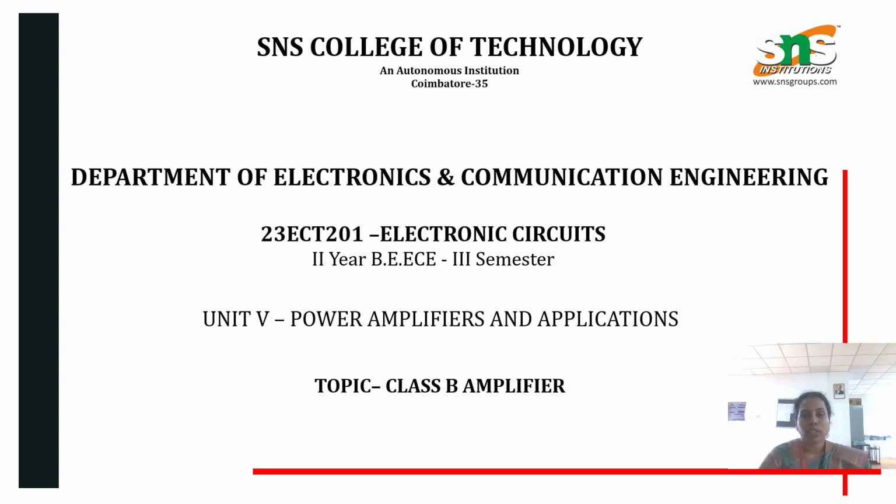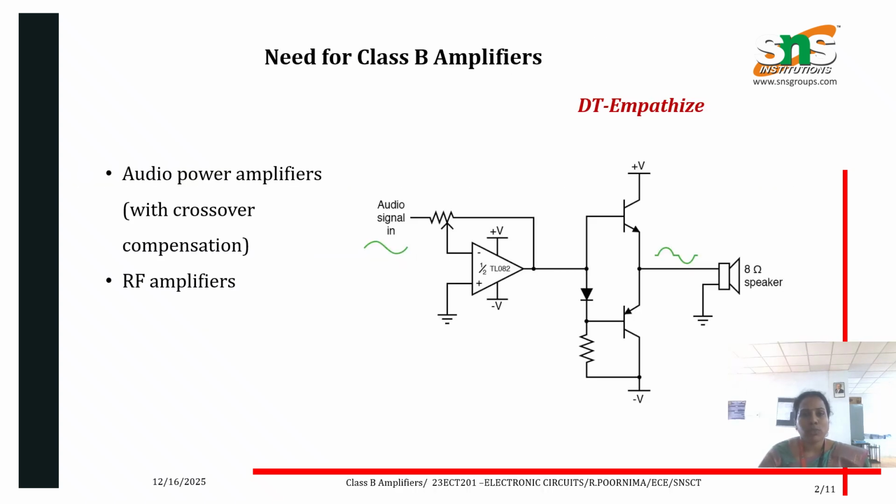In this lecture, we are going to discuss Class B amplifiers. So what is the need for Class B amplifiers? These are used in large signal amplifiers, particularly in applications like audio power amplifiers and radio frequency amplifiers, which give high efficiency and low distortion output.